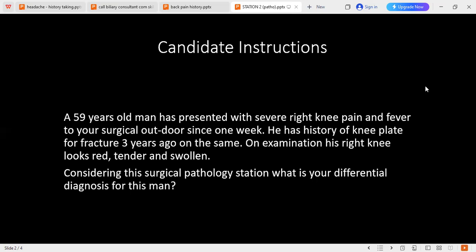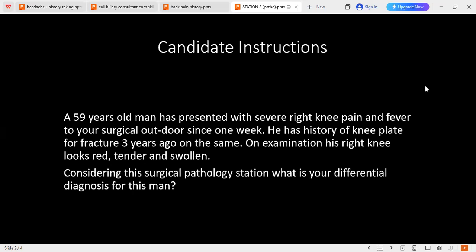Yes, ma'am. All right. So if you've read and understood the surgical pathology station, please tell me what are the differential diagnoses you'll consider for this case? The differential diagnosis could be osteomyelitis, and gout, pseudo gout. All right. Okay. Would you be able to tell me the pathogenesis behind osteomyelitis?